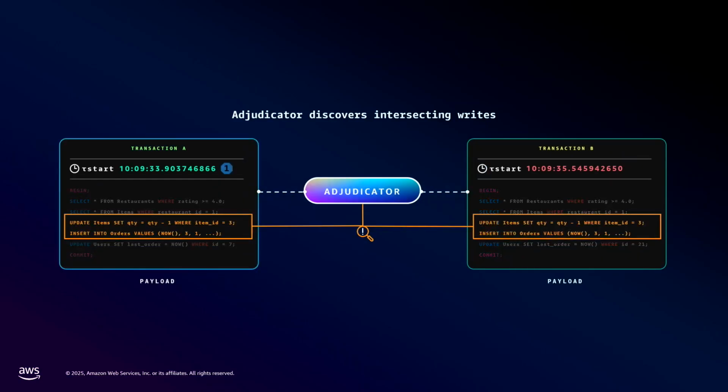Let's see an example where we have conflicting transactions. These two transactions, transaction A and transaction B, both of them have reached the adjudicator stage. And now the adjudicator will compare the payload and the T-start time for these two transactions. And it finds out that both these transactions are trying to update the same record, which is ID number 3 here. DSQL is only going to allow, at this point, one transaction out of these two to proceed and commit: the transaction which is going to commit first. And the other transaction, which is transaction B, is going to be aborted.